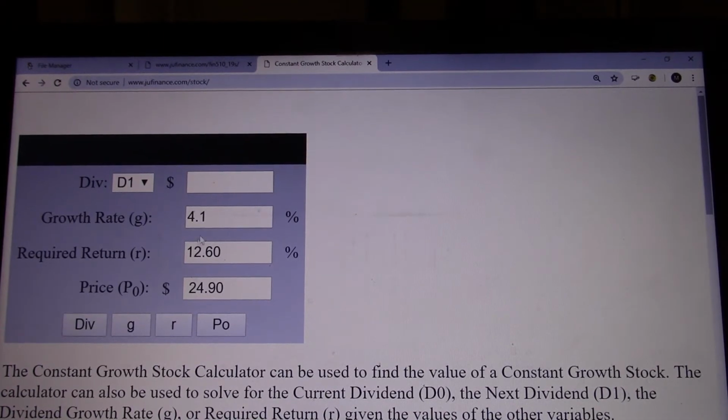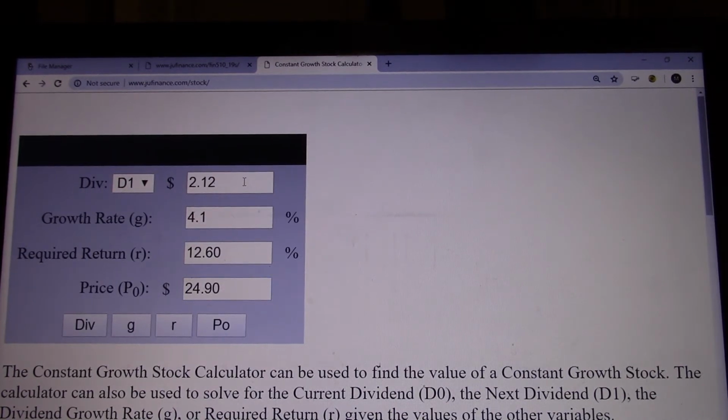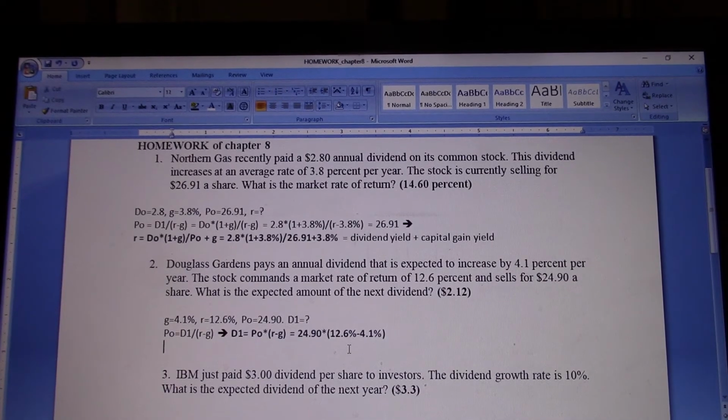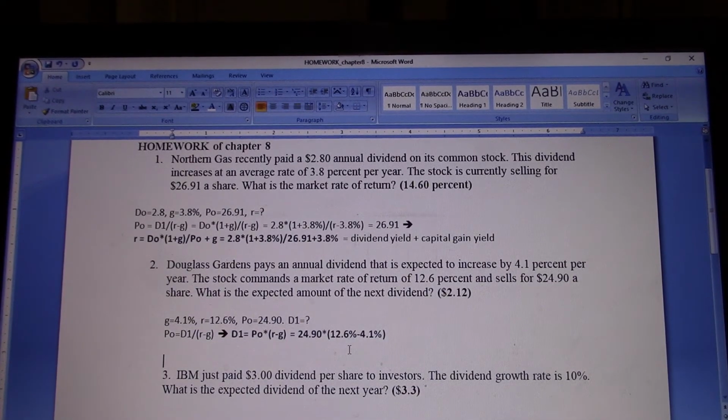Oh yeah, I cannot leave space for numbers. 2.12 is D1, but you have to change to D1. If you want to know how much is D0, it is 2.03. The question is asking for how much is D1, so switch to D1 for this one. Okay, so you see it's quite convenient to use the calculator.